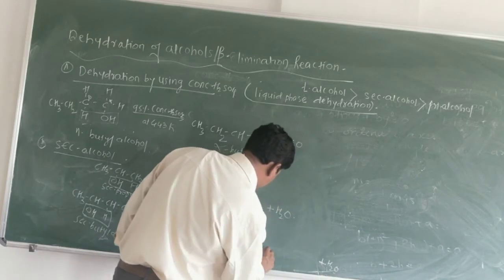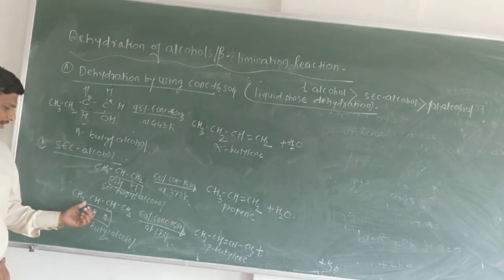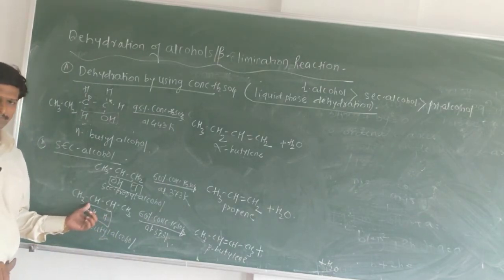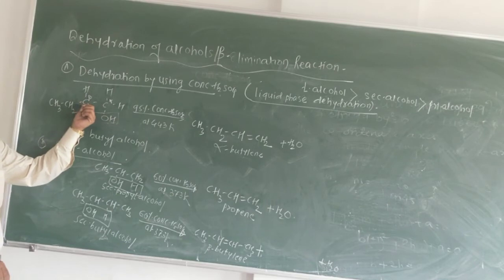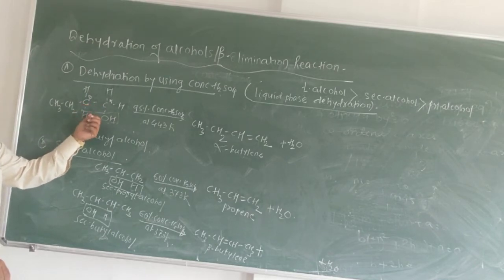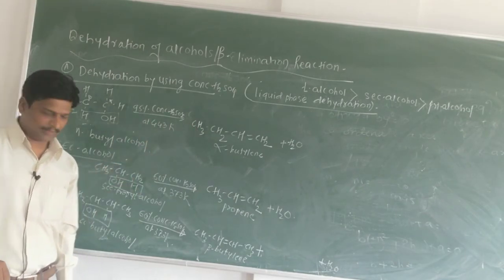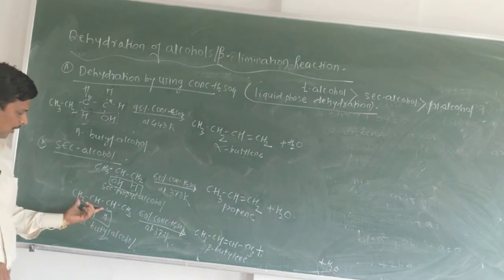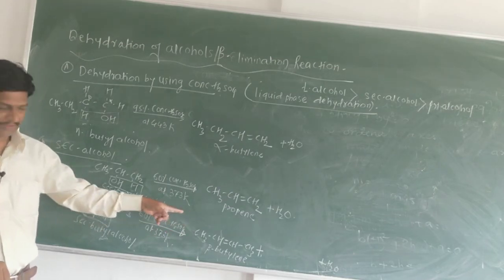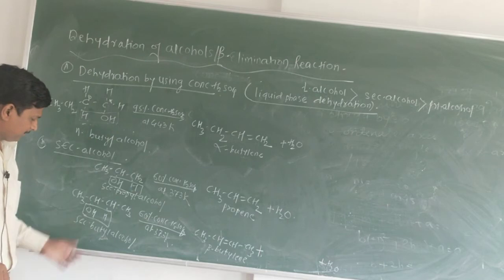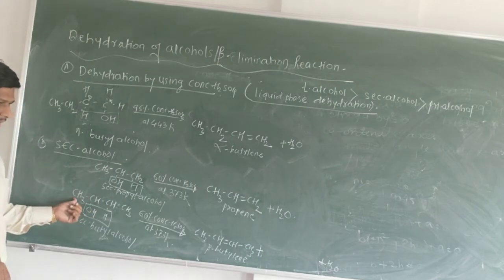But one thing here: in this reaction there are two adjacent carbon atoms of this OH. In the primary alcohol there is only one adjacent carbon atom, therefore only one alkene is formed. But in this reaction there are two adjacent carbon atoms, and therefore two alkenes are formed, because this should be an adjacent carbon atom, and that should also be an adjacent carbon atom.